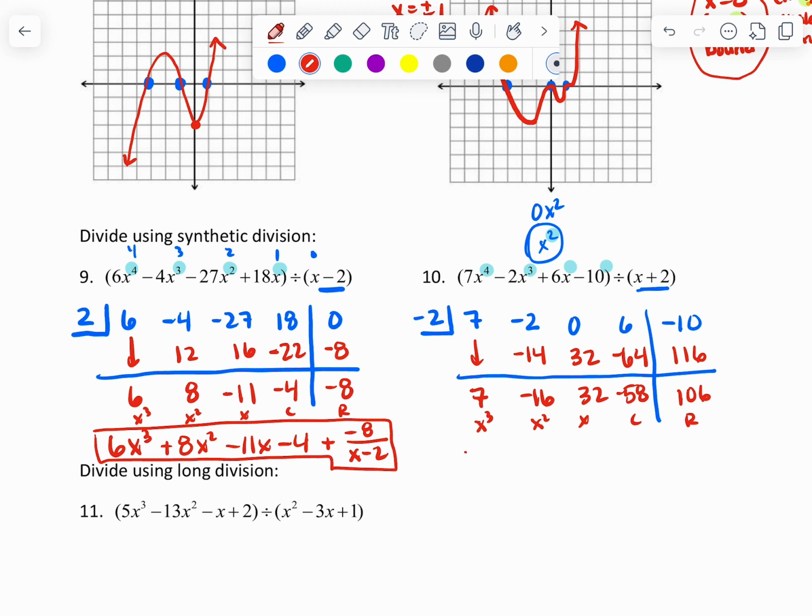So my final answer should be 7x cubed minus 16x squared plus 32x minus 58 plus 106 all over what you divided by in the first place.